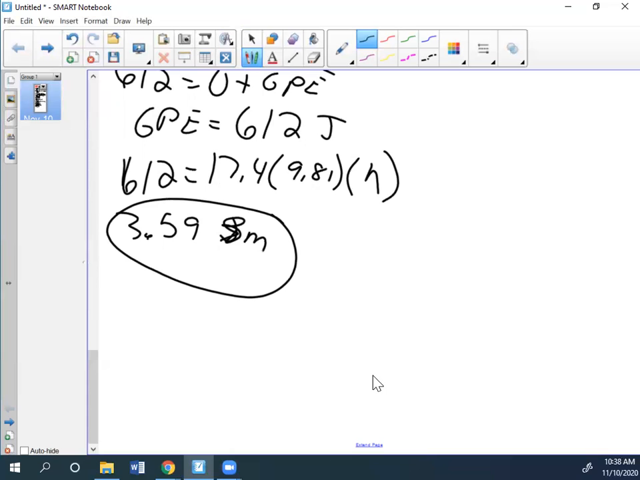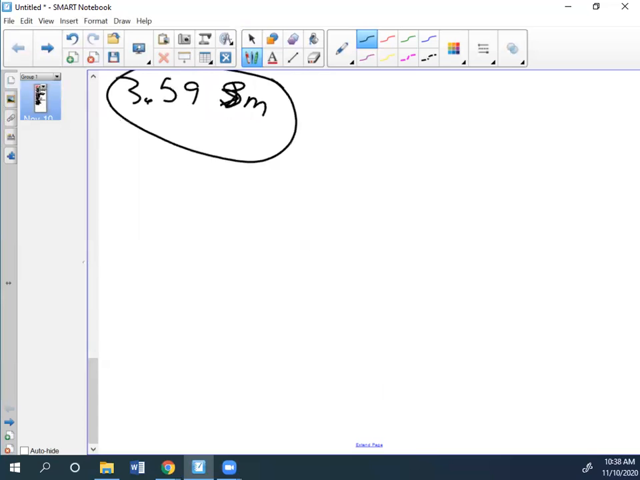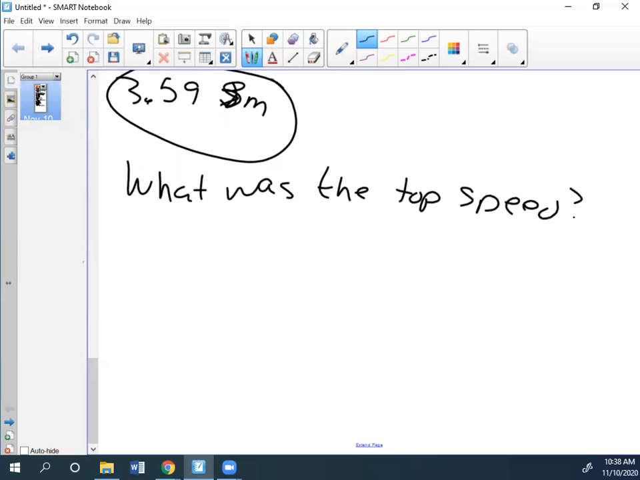Last question with this is, what was the maximum speed? To figure out the top speed, you have to make an assumption. There's no friction involved, very little friction. And when would it have the most speed? Right before it hits the ground.